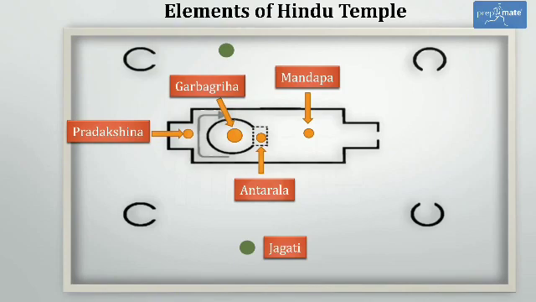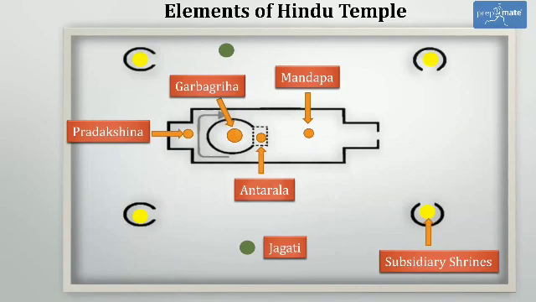Vahana. Vahana was the vehicle of the temple's main deity and it was placed before the Sanctum Sanctorum. Subsidiary shrines. They were built around the main shrine in the Panchayatan style of temple architecture and were 4 in number.